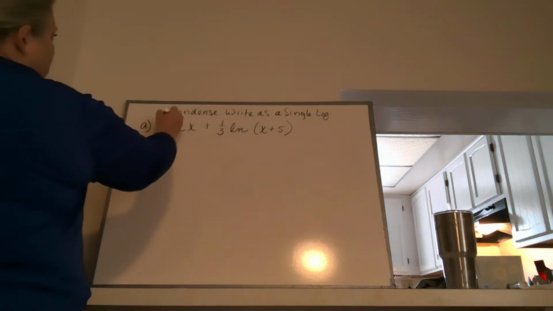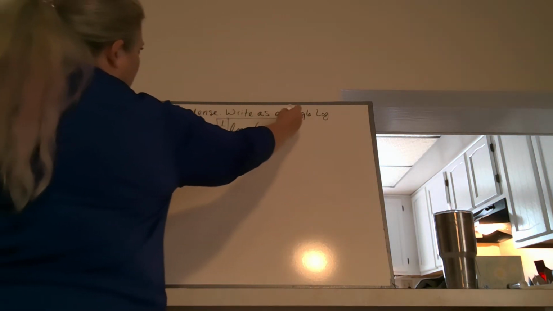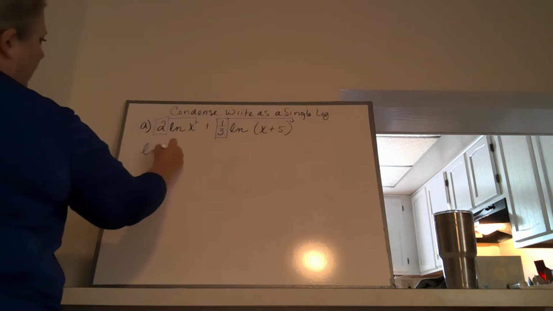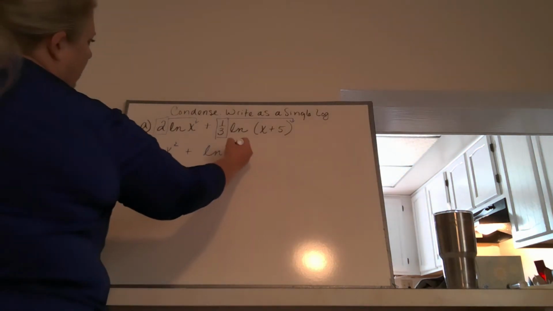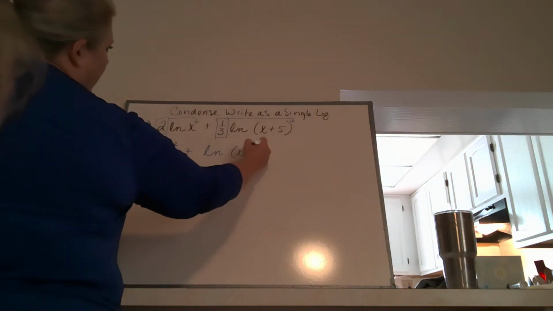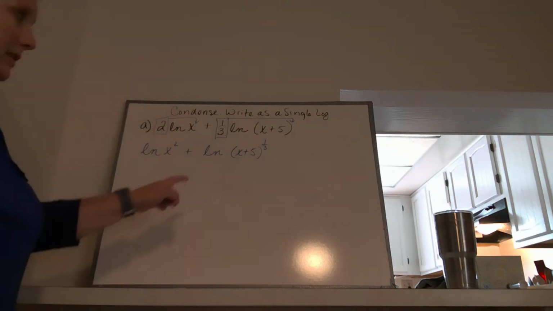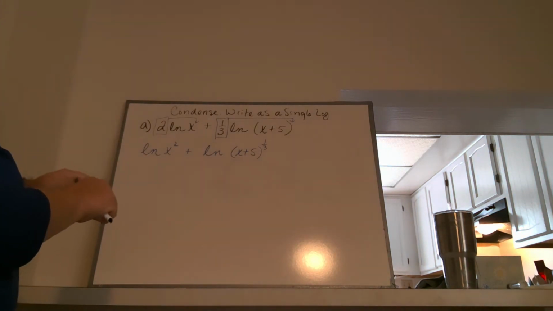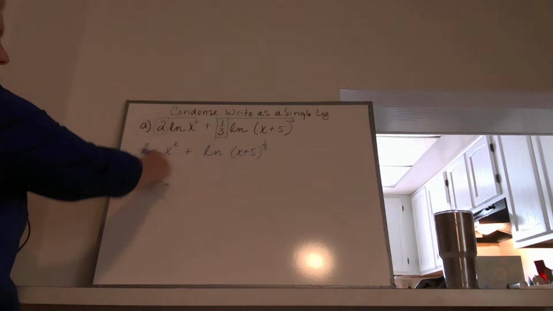So that 2 is going to become an exponent up here. The 1/3 is going to become an exponent right there. So we're going to have the natural log of x squared plus the natural log of x plus 5 to the 1/3 power. Now eventually we are going to switch that 1/3 back to its cube root form, but not right away. Now we're going to deal with this addition.